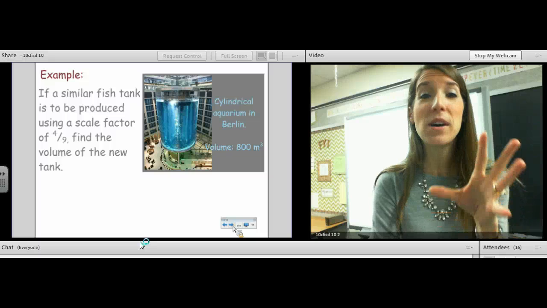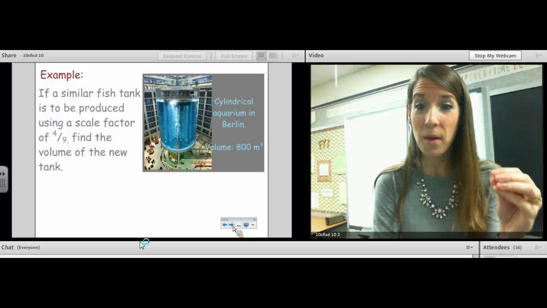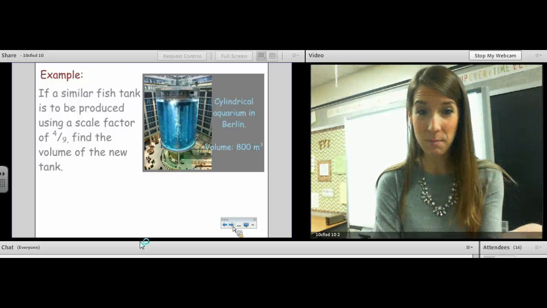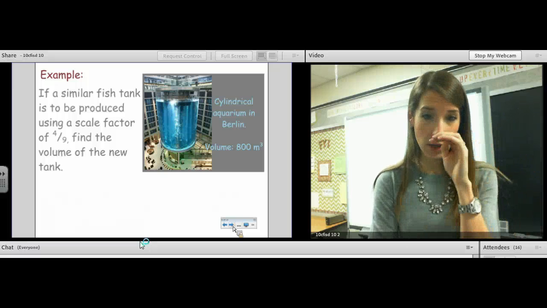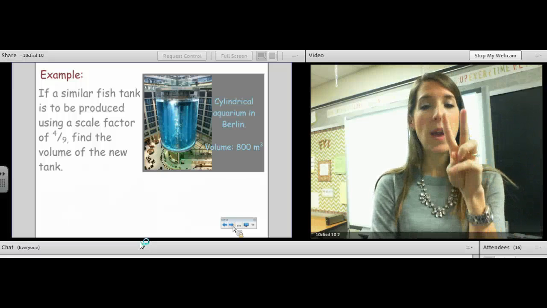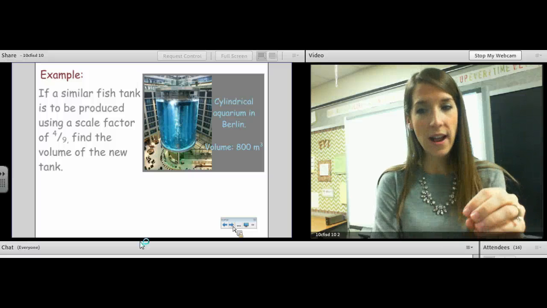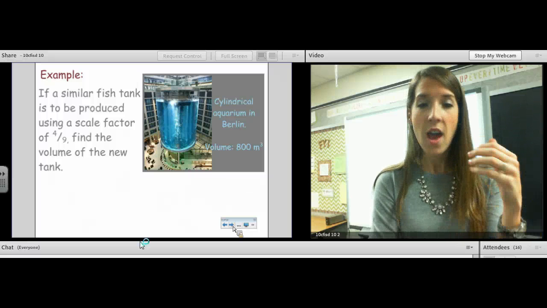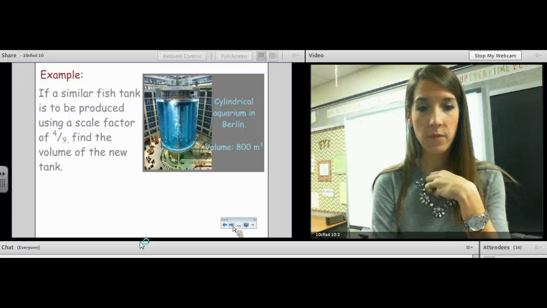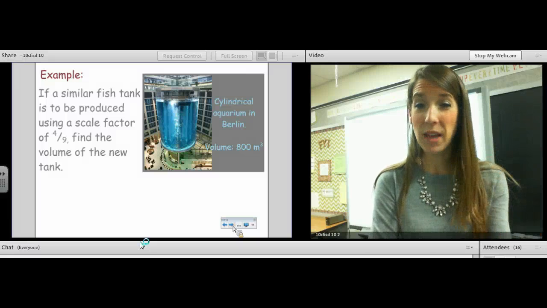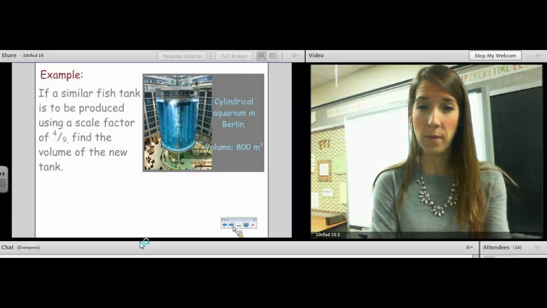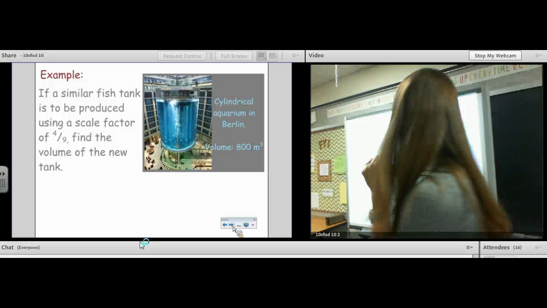So we want to build the same exact fish tank, but we don't have that much money, so we want it to be smaller, okay? Find the volume of the new tank. There's 2 ways to approach this. There's the scale factor way and there's a proportion way. I'm going to show the scale factor way, but in other problems I'm going to use the proportion way because the proportion will make more sense. But today I'm going to use the scale factor way.